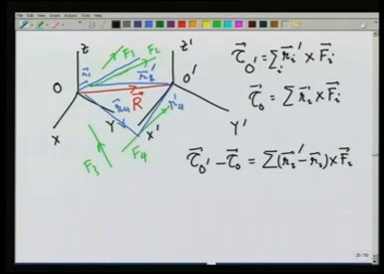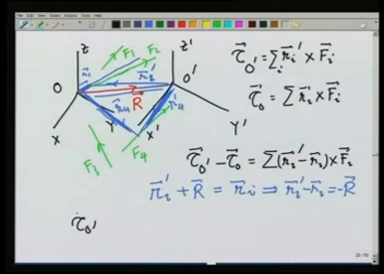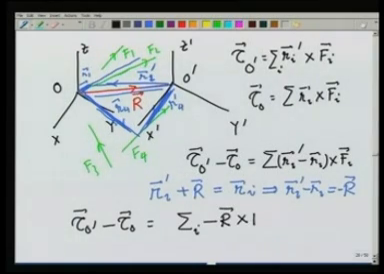And from the figure it is clear that this is R 4 prime, this is R and this is R. So, R I prime plus R is equal to R I, like R 4 is equal to R plus R 4 prime. Similarly, R 1 is equal to R plus R 1 prime. So, R I prime plus R is in general R I, and therefore, R I prime minus R I is equal to R with a negative sign, and therefore, tau O prime minus tau O is equal to summation I minus R cross F I.